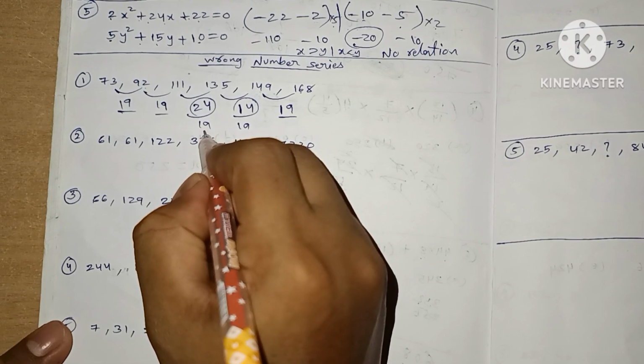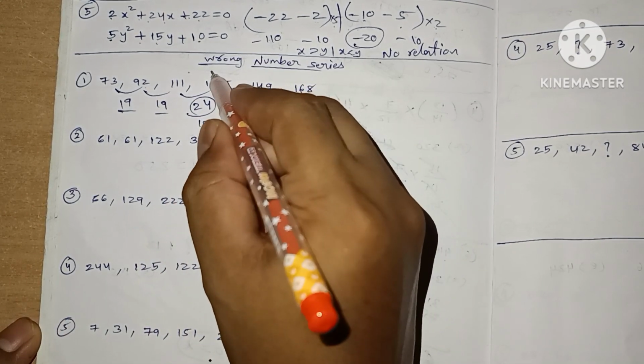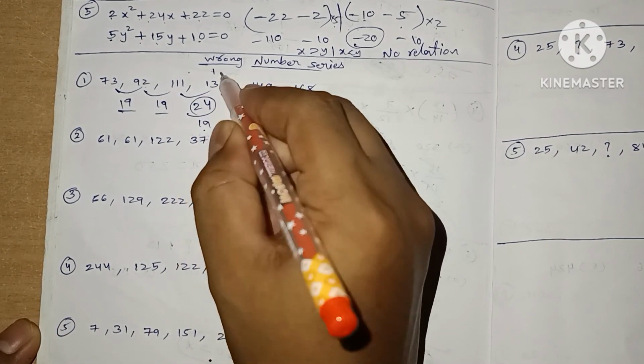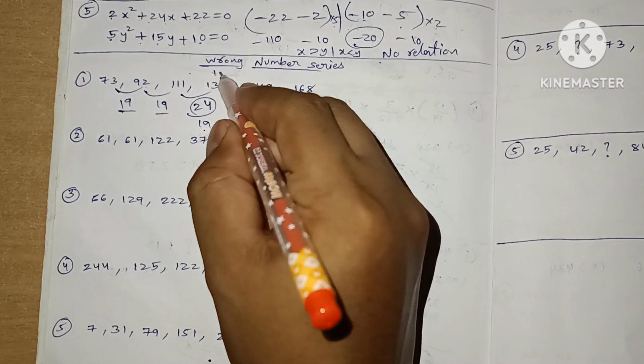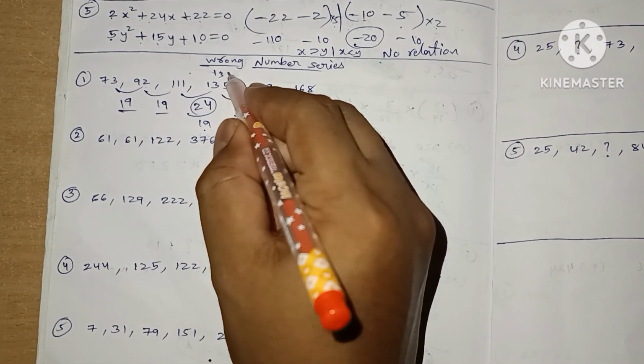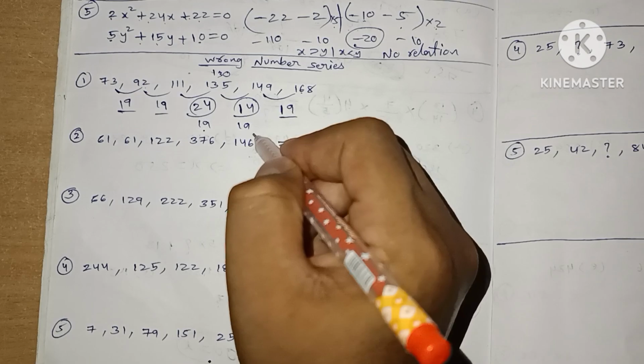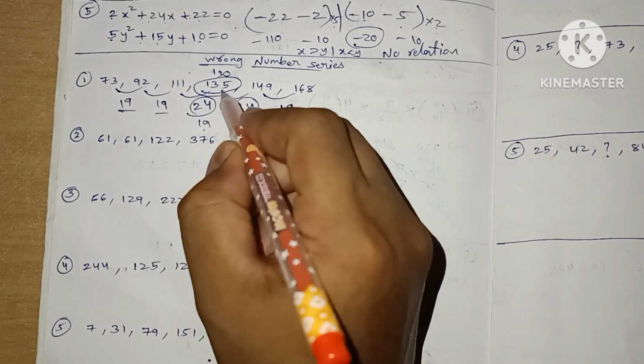119 plus 19, which will be 130. 130 plus 19, 149. So this is our wrong number.